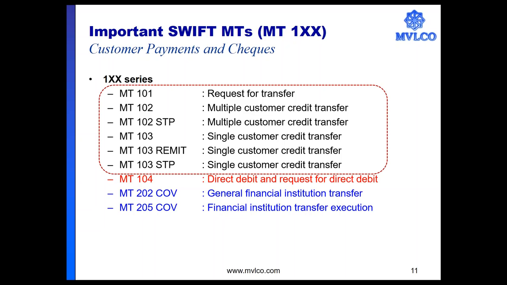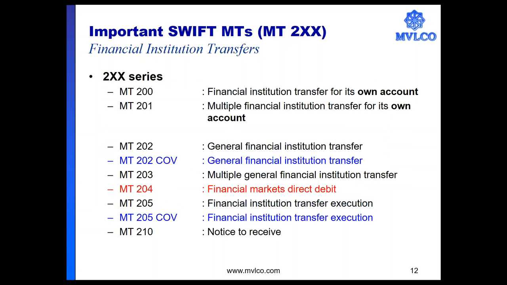Now let's understand what is customer payment and checks before we move to series 2. If any party in the payment chain is a non-bank entity, in that case I would use series 1 for making the payment. And if all the parties in the payment chain are banks, I will use series 2. The series 2 messages I have divided into two parts. As we said, series 2 is used when every party in the payment chain is a financial institution.